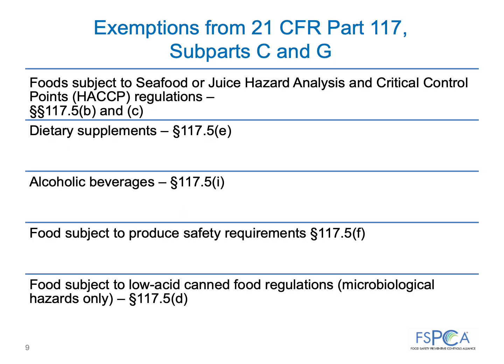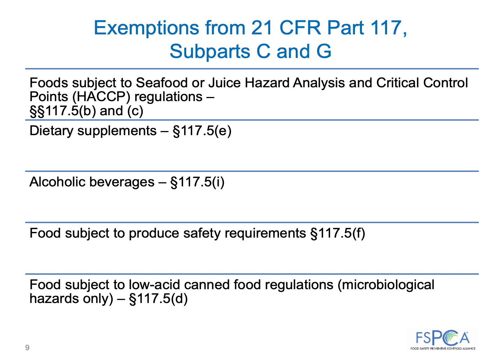The regulation provides an exemption for the following: food subject to seafood or juice HACCP regulations, 117.5(b) and (c); dietary supplements, 117.5(e); alcoholic beverages, 117.5(i); food subject to produce safety requirements, 117.5(f); and food subject to low acid canned food regulations, only with respect to microbiological hazards, 117.5(d).